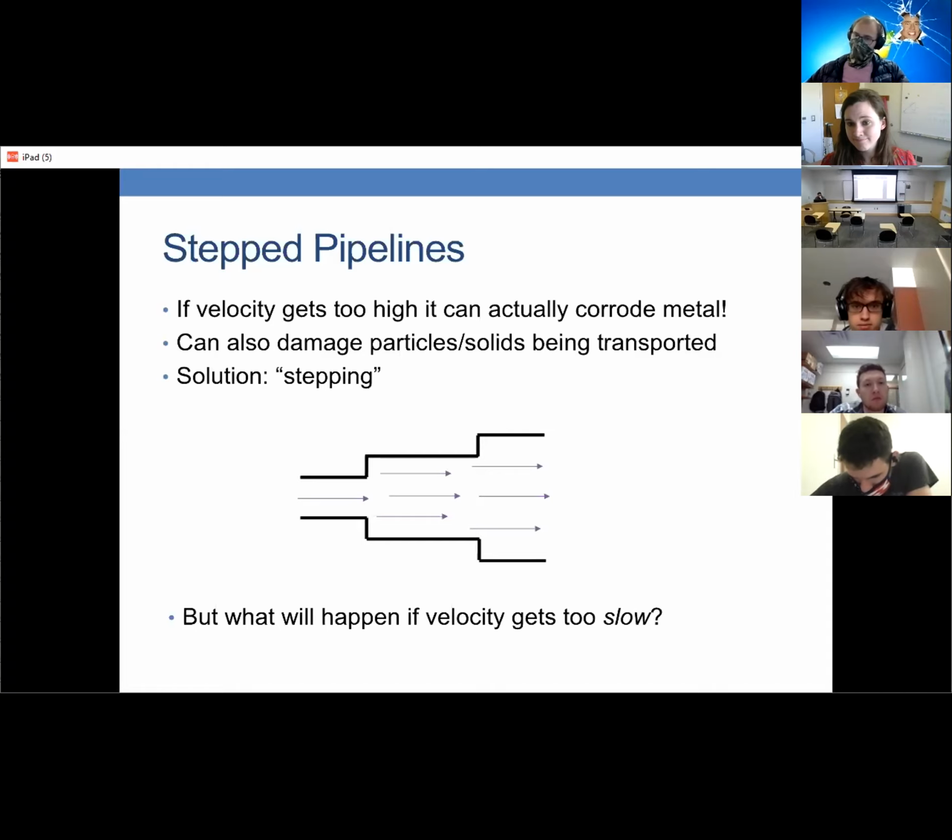You don't get any flow? Yeah, it has to be fast enough to carry whatever this powder is, or whatever the solid thing is. If the velocity gets too slow, it'll just drop. So the gas could still be gently trickling along, but whatever the solid thing is won't be flowing.